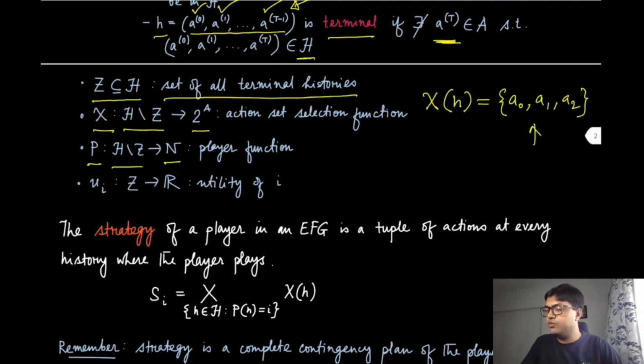And finally, we have the utility for each of these players, and the utilities are going to be defined only at the terminal nodes, because that's the end of the game, and that is when the utilities are realized. For every non-terminal node, there is no utility associated.